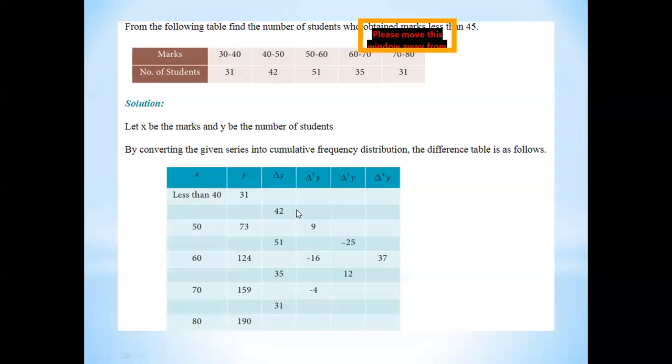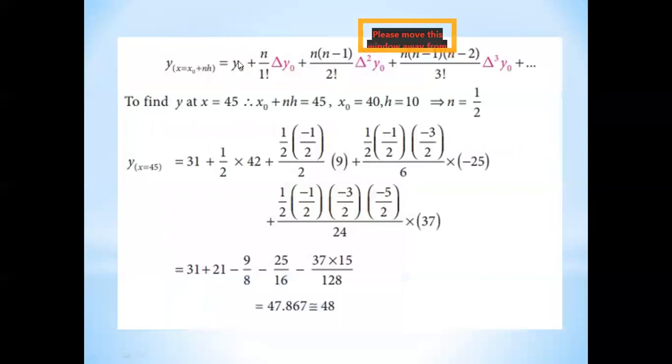Then as usual we can find del y, del square y, del cube y, and del power 4y. And this is the formula: y naught plus n by 1 factorial del y naught plus n into n minus 1 divided by 2 factorial into del square y naught plus and so on. Here also first we have to find the value of n. To find n, we are using the relation x naught plus nh is equal to 45. After simplifying the term, we are getting n is equal to 1 by 2.